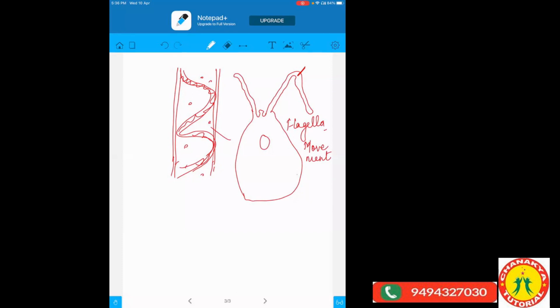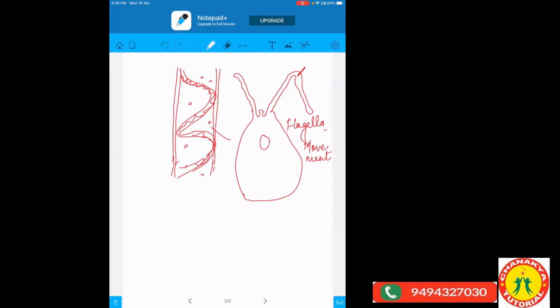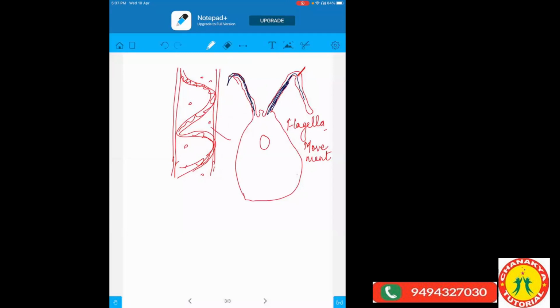Yes, ma'am. Can you repeat the explanation of flagella? Okay. So this Chlamydomonas has a two wing-like structure, or you can say two antennas-like structure. These are called flagella. When they want to move, they use this flagella part and then they move. Like we have legs for movement, in the same way they have the flagella, with the help of which they do the movement.